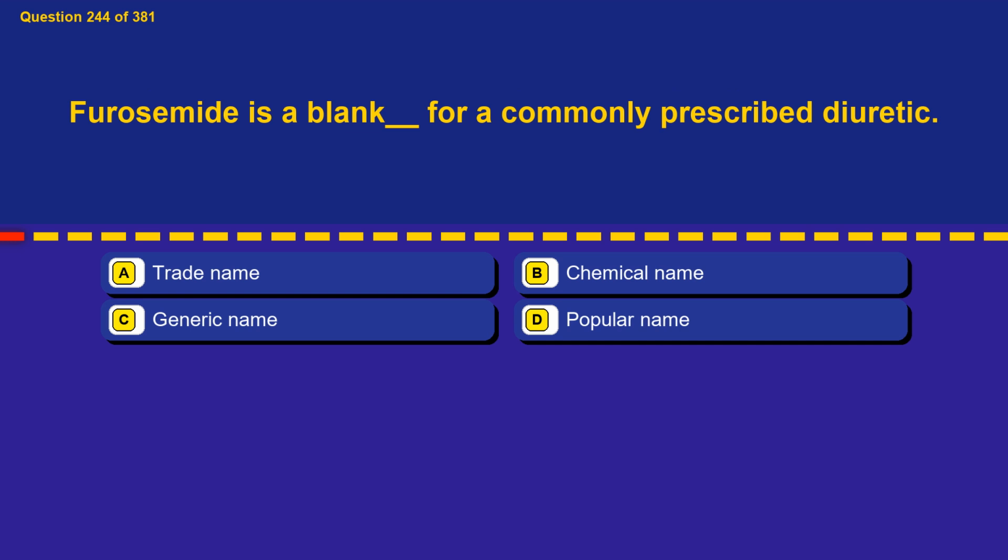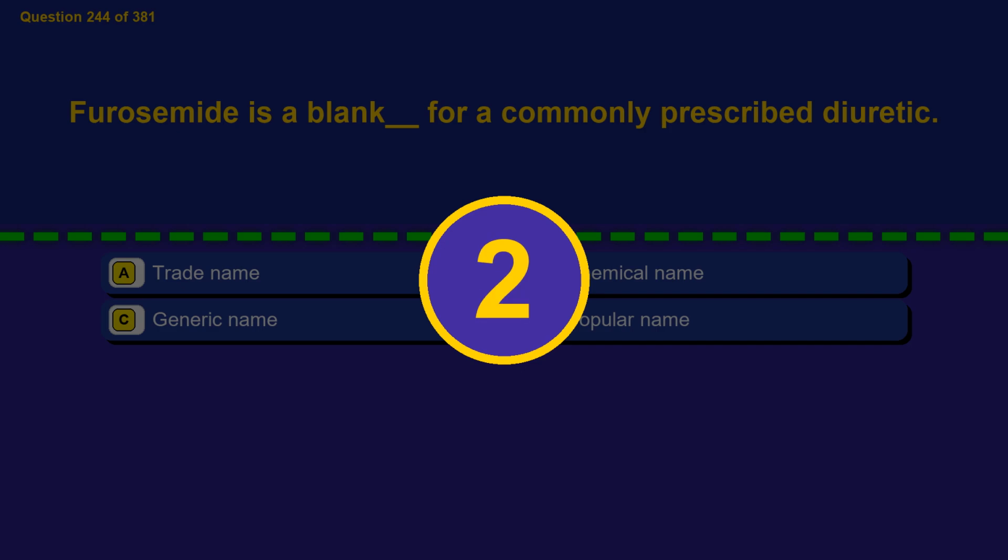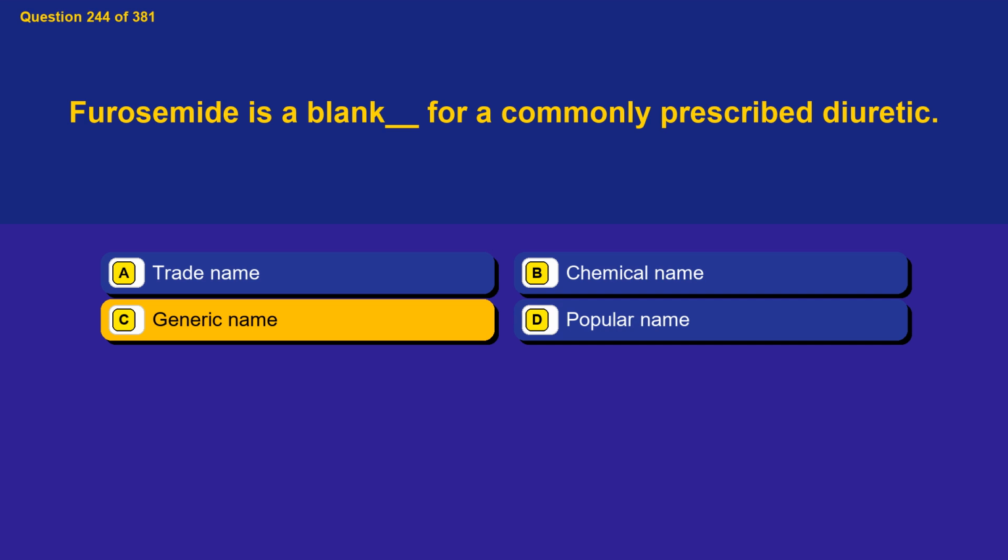Question 244. Furosemide is a blank for a commonly prescribed diuretic. Option A, a trade name. Option B, chemical name. Option C, a generic name. Option D, popular name. The correct answer is option C, generic name.